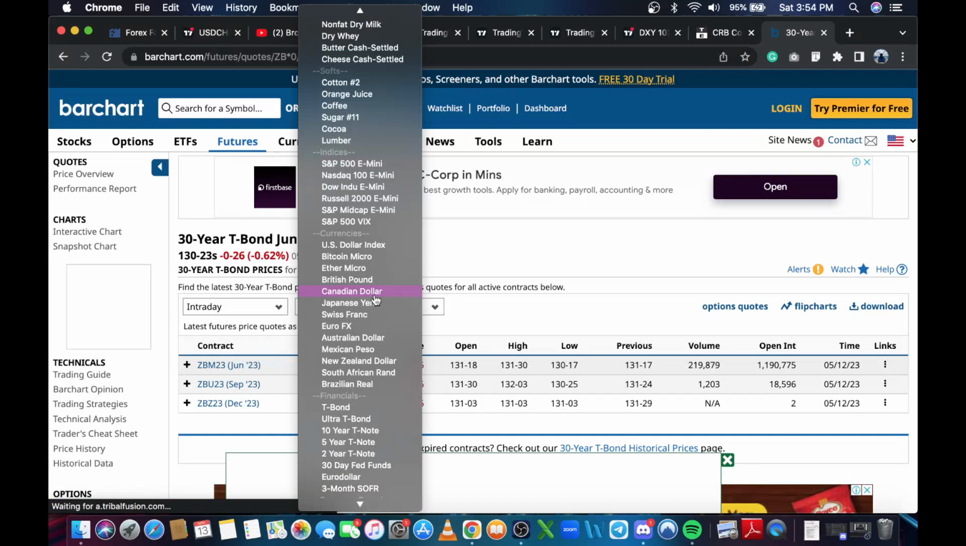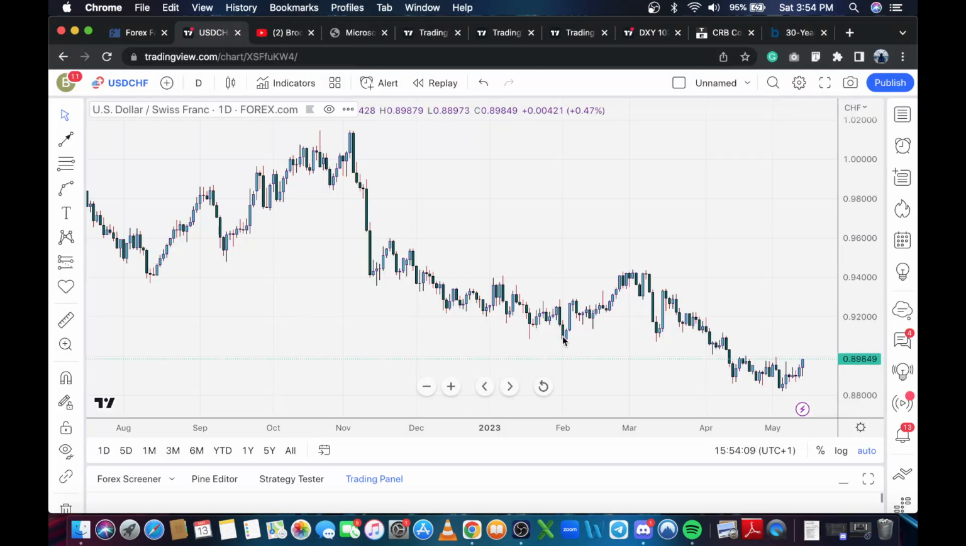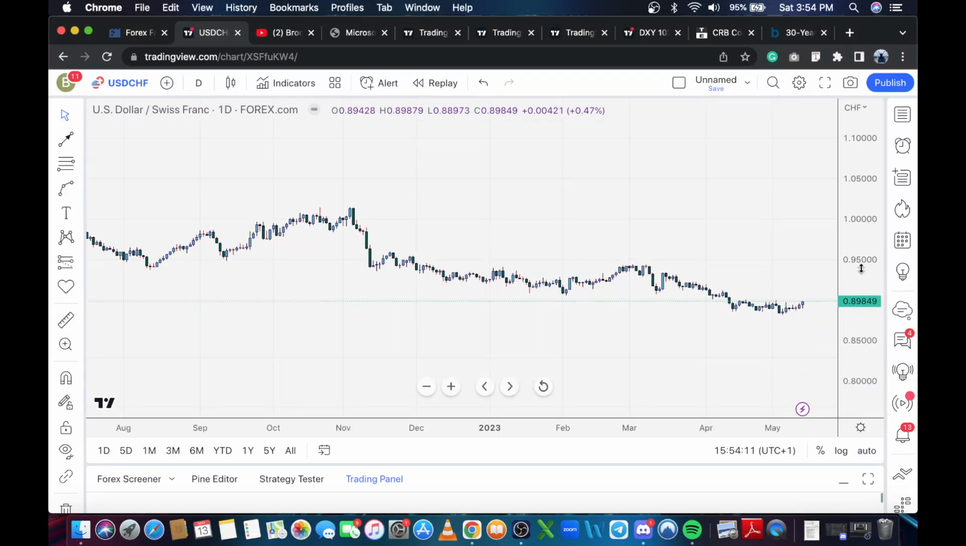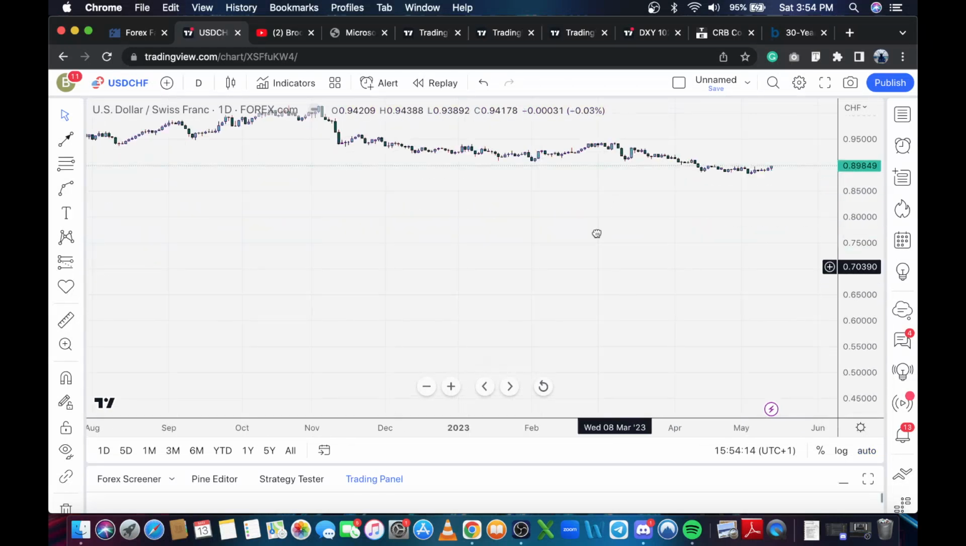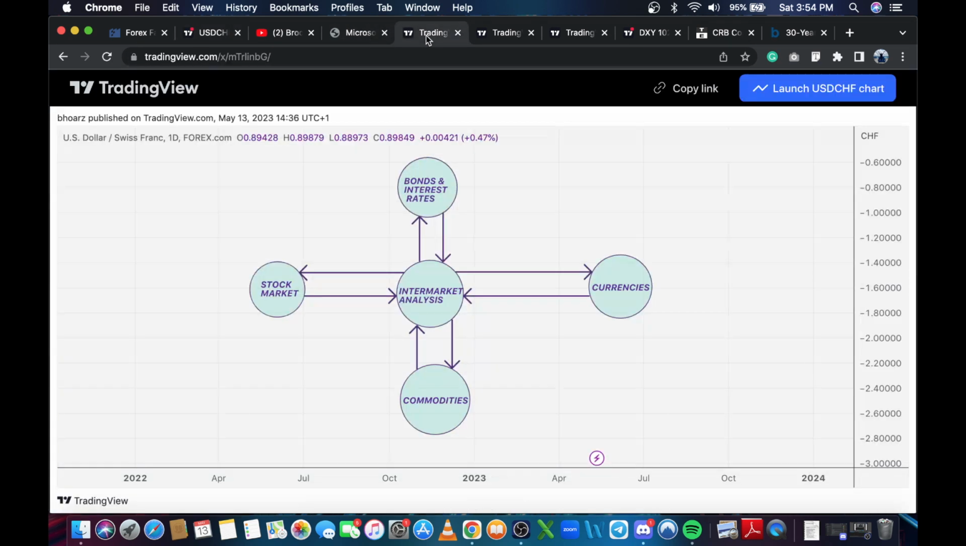Treasuries, or the United States Treasuries. So let me just break this down real quick. I know it's a little bit of a complex topic, and I'm going to try my best to break everything down. Now remember, we have 4 asset classes.